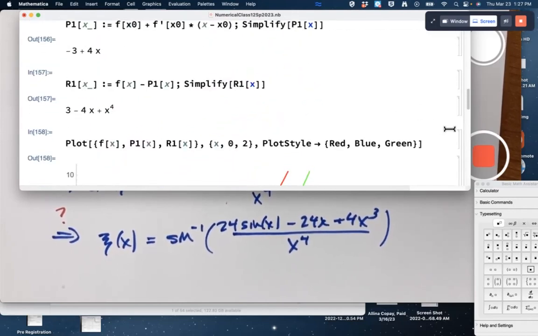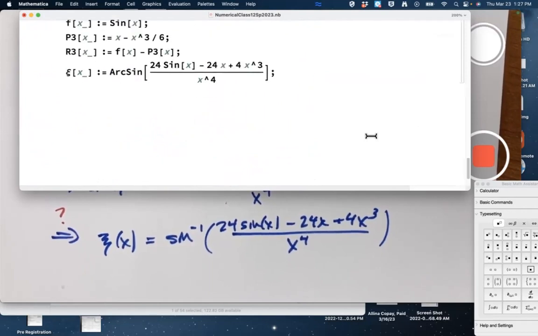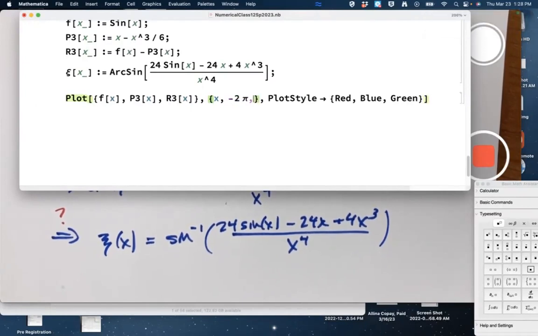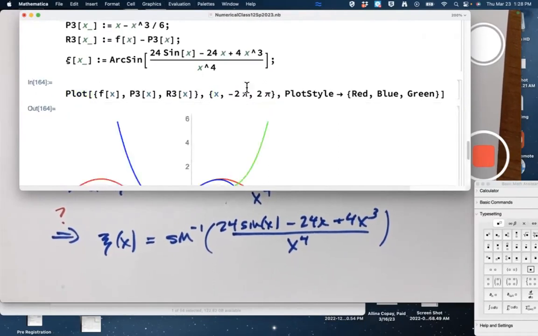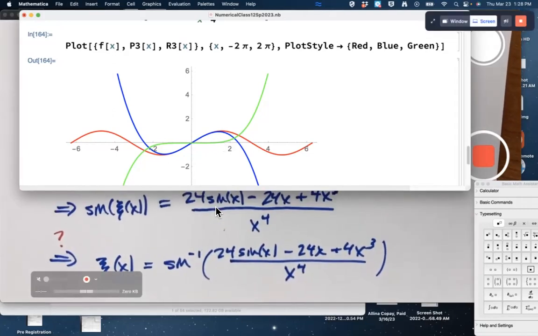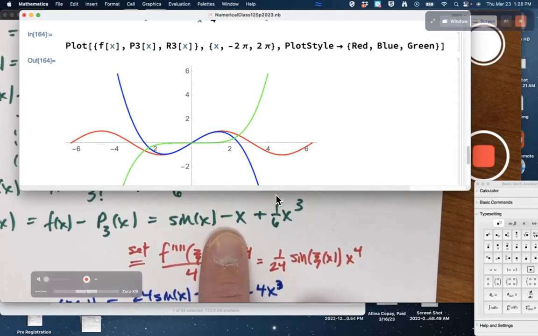So let's plot some things here and just see what we see. I'm approximating near 0. Let's try just negative 2 pi to positive 2 pi and see what we see. So let's see, the red graph is the sine. The blue graph is the third degree Taylor polynomial, closely approximating the red graph near 0. And the green graph is the error, red graph minus blue graph, slightly positive to the right of 0, then it gets larger and larger positive as you move further away from 0, and negative to the left of zero. It looks kind of like a cubic near zero, though it's not a cubic. R3 is not a cubic. It's a trig function combined with a polynomial. It just looks like a cubic.